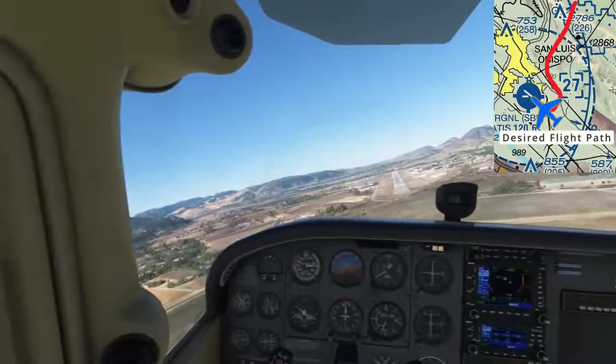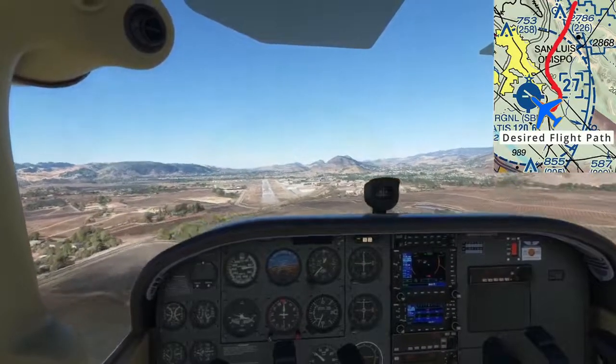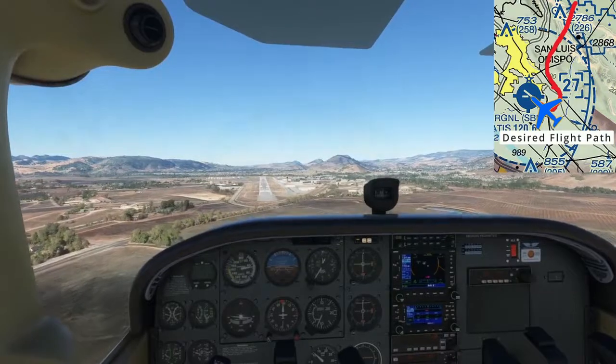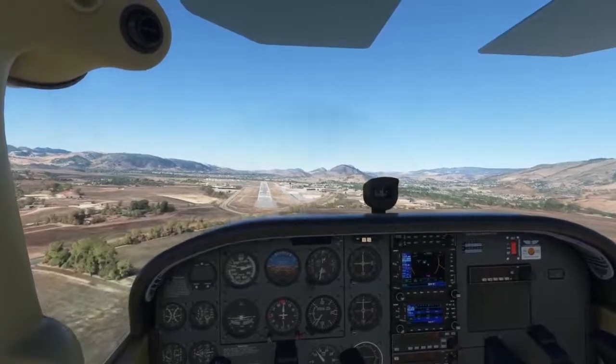Now, as you recall, the tower cleared us to land during our base leg. However, if you get established on the final and you're still without a landing clearance, now would be the time to ask the tower. Something simple, such as, "Tower, verify Skyhawk 210 Pop Echo is cleared to land."